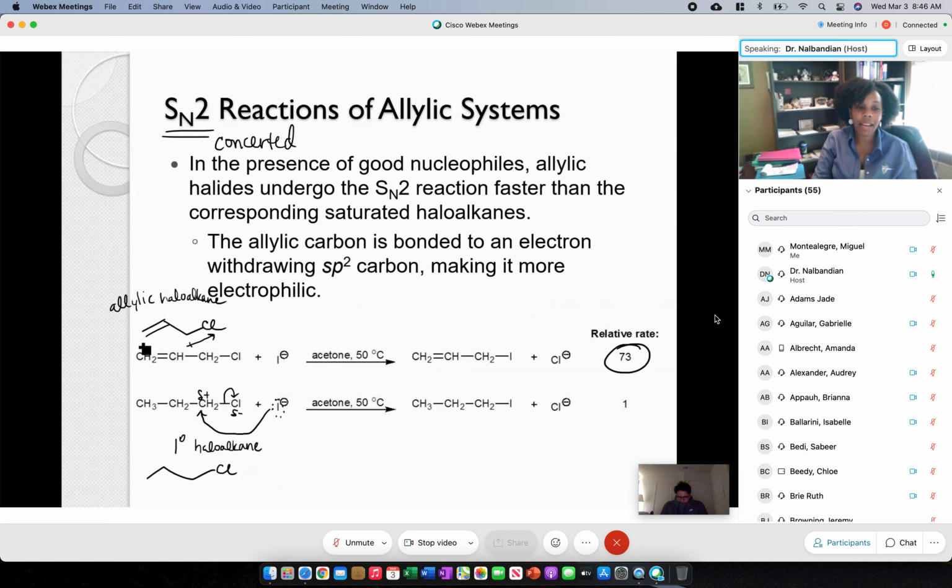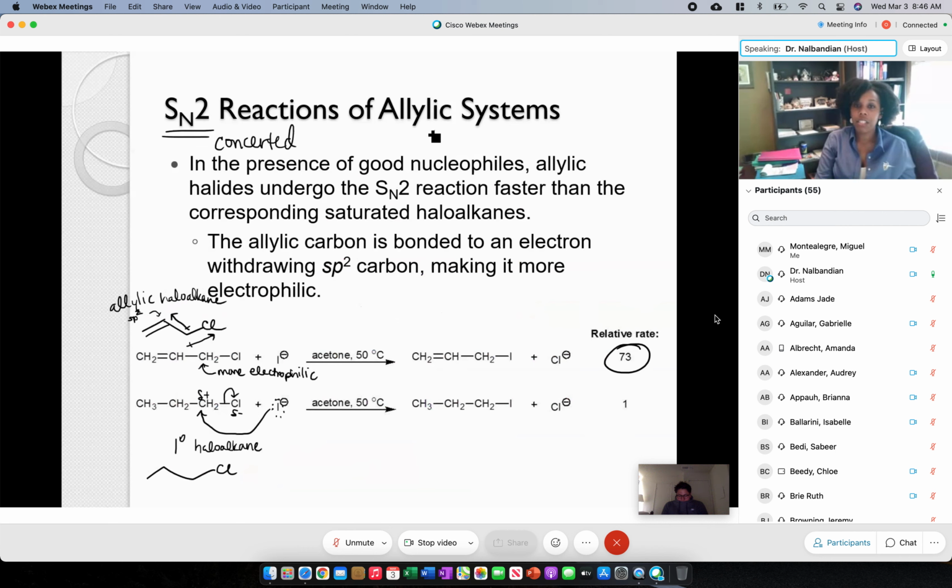But remember that this is an sp2 hybridized carbon. And what did we say about sp2 hybridized carbons? We said they are electron withdrawing. And so we're pulling electron density toward that carbon also. So there are two electron withdrawing groups, making this carbon now more electrophilic. It's more electrophilic because it has two electron withdrawing groups on it. So it's a much faster rate.